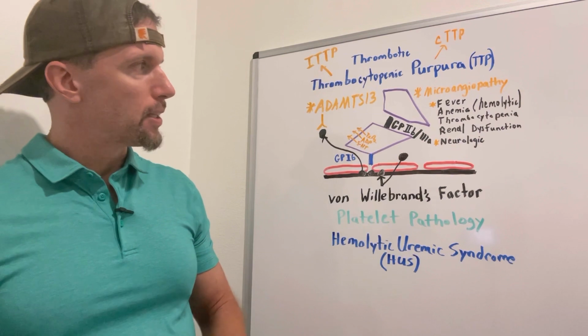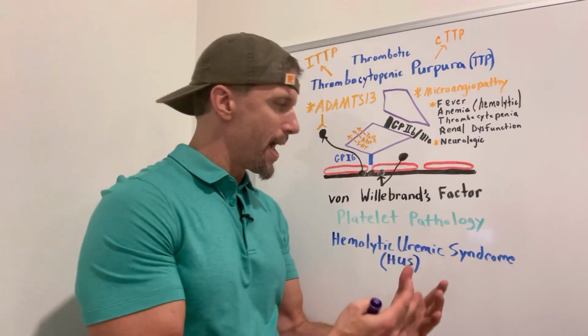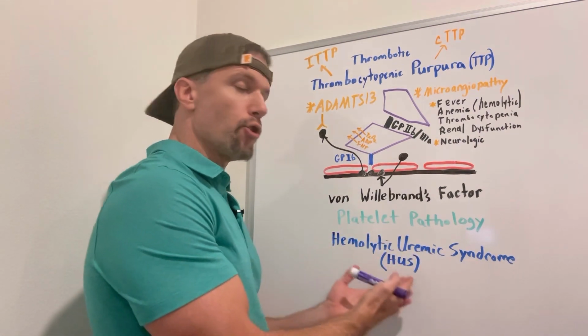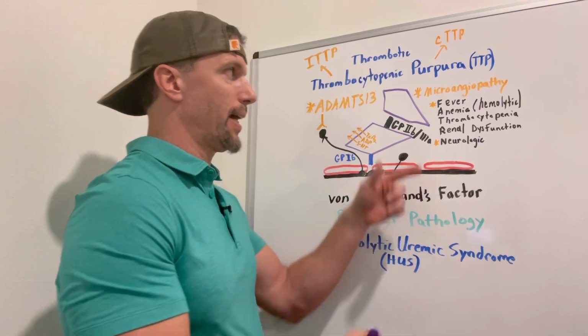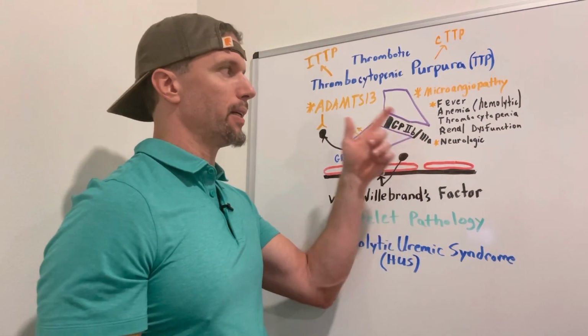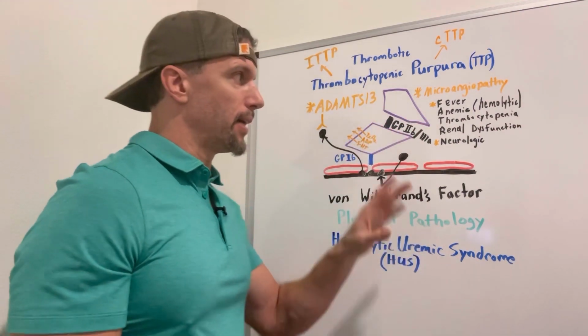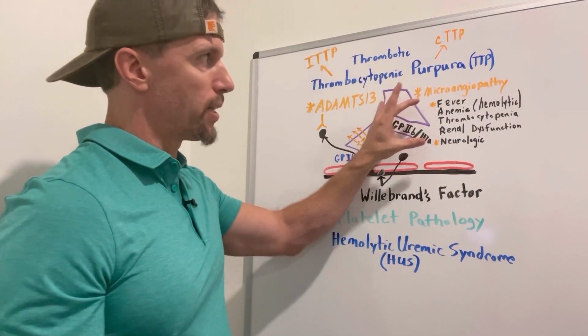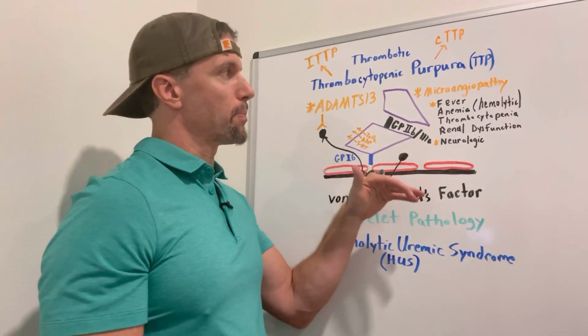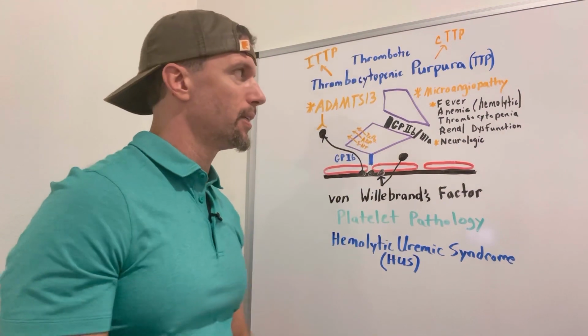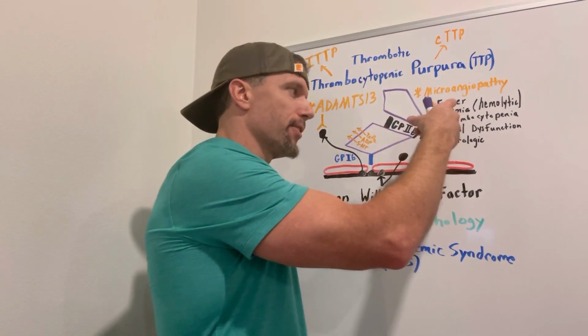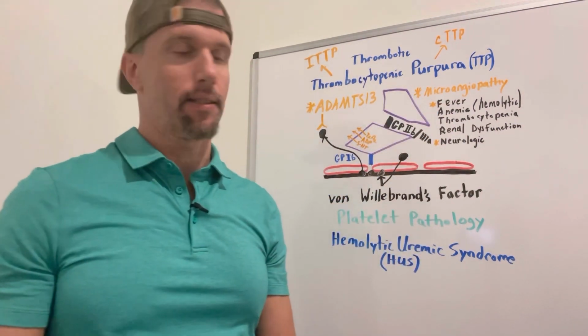So the difference is, you have a triad with HUS, hemolytic uremic syndrome, and that is anemia, thrombocytopenia, and renal dysfunction. And then I have asterisks here by the two things that set this apart from TTP. So TTP adds in fever and the neurologic signs.